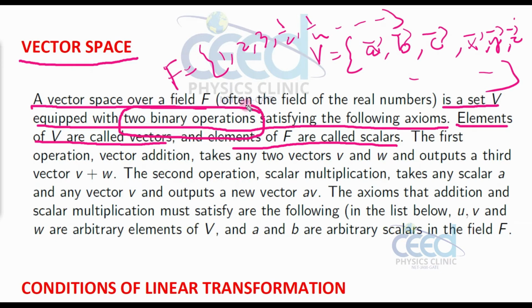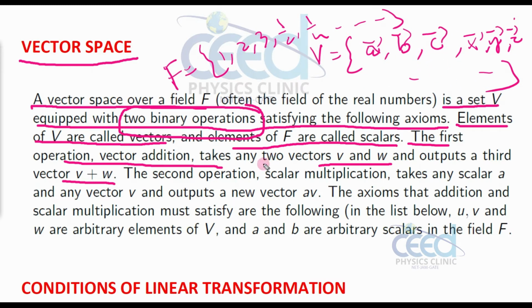Now we have defined two binary operations here. What are the binary operations? First one is vector addition. If you take any two vectors, that is v and w, the output should be a third vector v plus w. Suppose if you add a plus b, you will get another vector c, that is a member of this set.